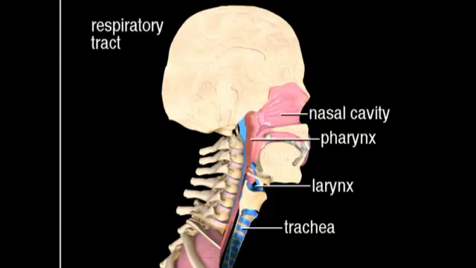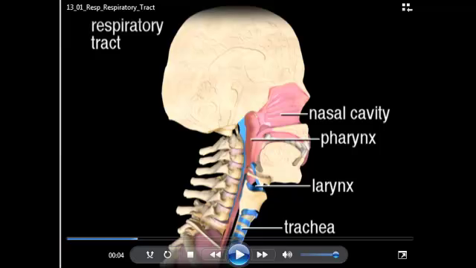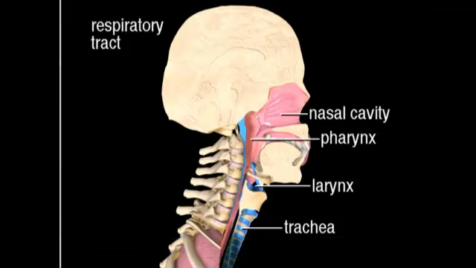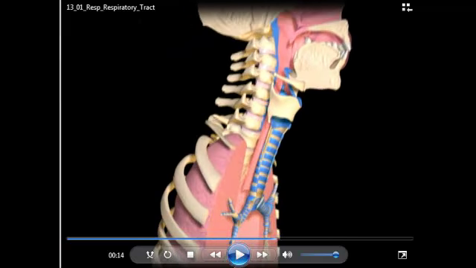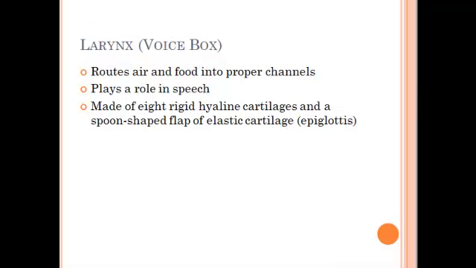Now we're getting down into the larynx. So we're going to leave the pharynx and we're going to move to the larynx and then move on into the trachea after this. So the larynx, the air is going to move from the pharynx to the larynx, and then in the larynx it's going to enter in. And the larynx has a number of things that we need to talk about.